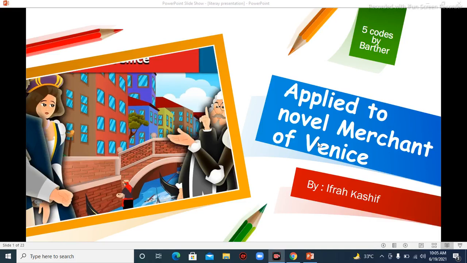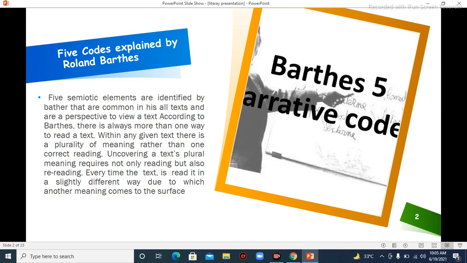Today we are going to discuss the application of 5 codes that were given by Barthes on the novel Merchant of Venice. So without wasting time, let's move on. Basically, 5 semantic codes were given by Barthes. According to him, these codes are necessary to view the text.